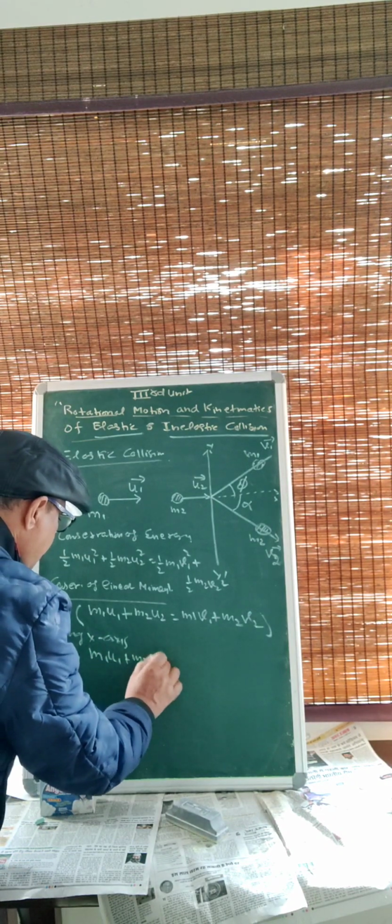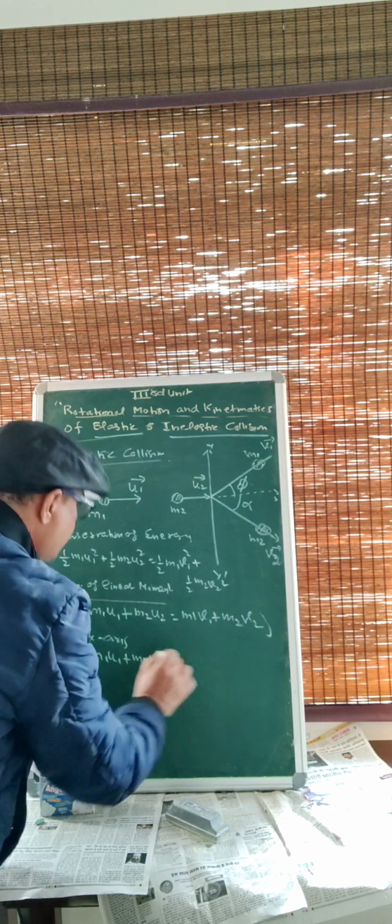Along x-axis, क्या है? m1u1 plus m2u2 is equal to, now I see ये m1 v1 इधर जा रहा है. What is the component of v1 along this, along x-axis? We are writing momentum along x-axis. तो x वाला लिख देते सामने. The component of v1 along this axis is v1 cos phi.